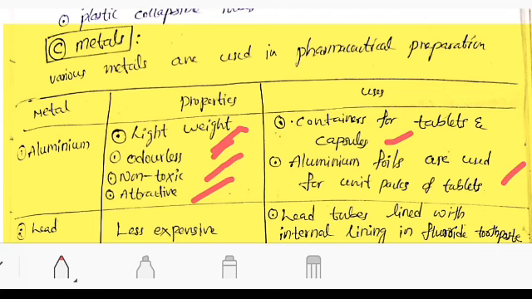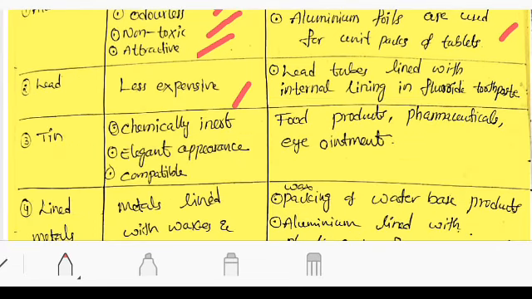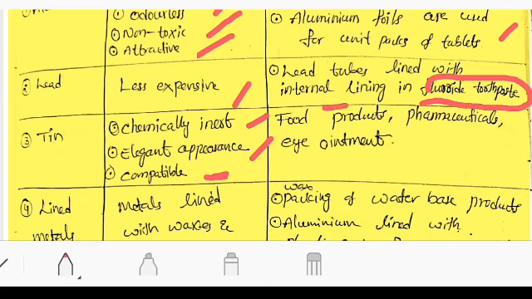Lead containers are another important metal container. They are less expensive and used for fluorinated toothpastes. Tin is the third type of metal container. Chemically it is inert, with an elegant appearance, and compatible also. Because it is compatible, we use it for food products and pharmaceuticals, and tin containers are also used for eye ointments.